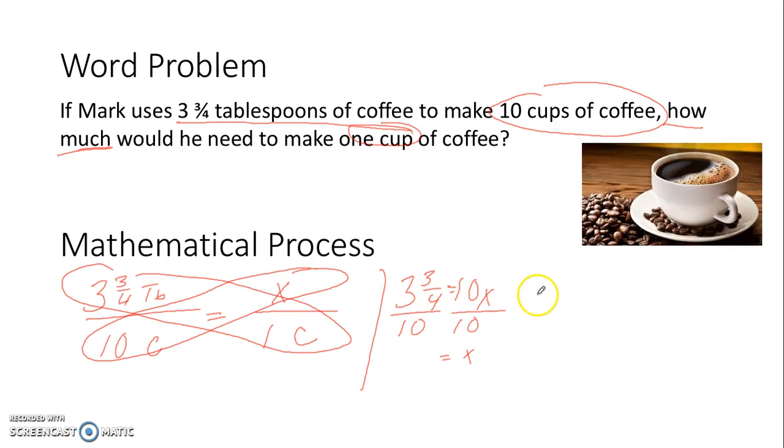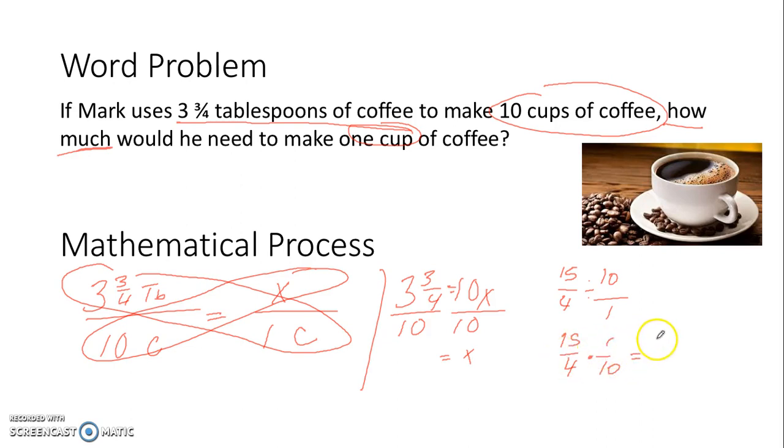So remember, when we divide fractions or a mixed number, we need to make it into an improper fraction. So to make this an improper fraction, the 4 is still going to be our denominator. 3 times 4 is 12, plus 3 is 15, and we are dividing by 10 over 1, or just 10. Okay, and now when we divide a fraction, we need to keep, change, flip. So 15 over 4 times 1 over 10.